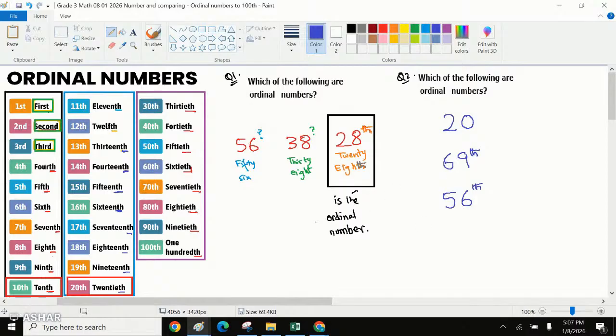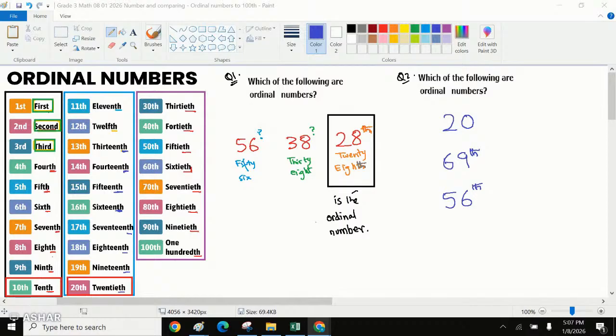Can I have the answer? Which numbers? Which numbers are ordinal numbers? Okay, it's okay. Then you write your name, I'll call you by that, okay?